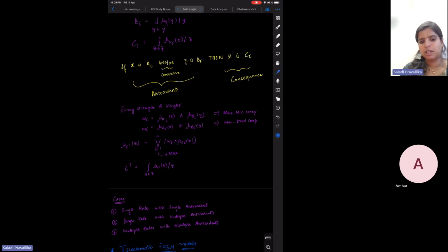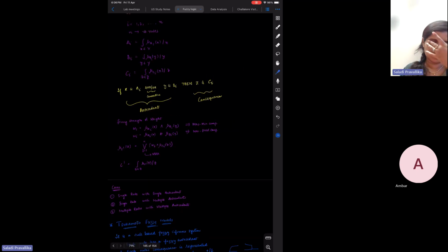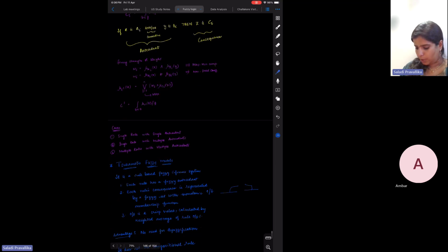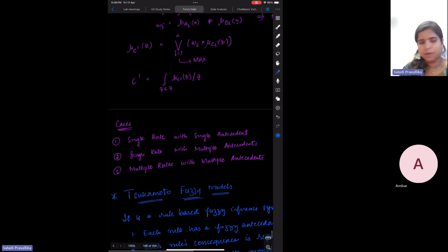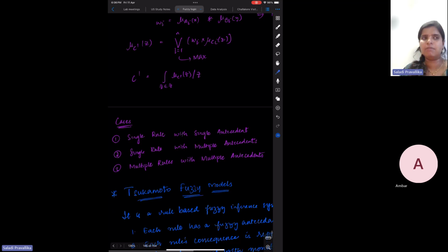Okay, so this C dash is a fuzzy output, and it can be further defuzzified using the defuzzifier. We have looked at some of the methods of defuzzifying in the last to last class, I guess, right? I hope you all remember that. Similar to the previous Mamdani fuzzy model, we do have three different cases: a single rule with single antecedent, a single rule with multiple antecedents, and multiple rules with multiple antecedents.